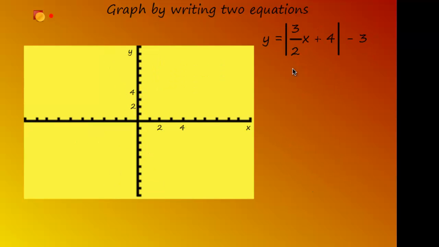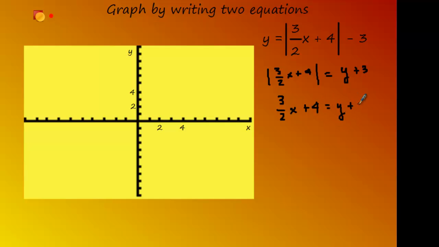Okay, so here's one where we have an absolute value minus 3. I'll notice that the absolute value is positive, so my graph will open up. So I need to isolate the absolute value, so I'm going to add the 3 to the other side. So that's going to give me the absolute value of 3/2 x plus 4 is equal to y plus 3, adding 3 to both sides. Now that the absolute value is by itself, I can write my two equations.